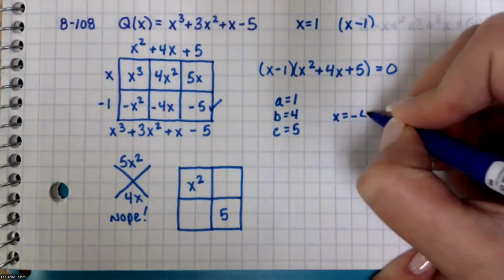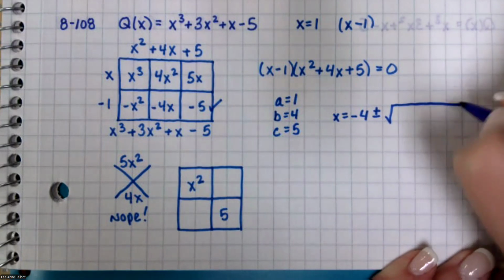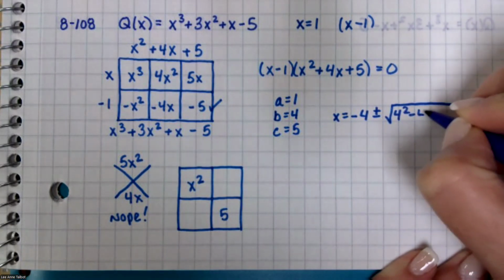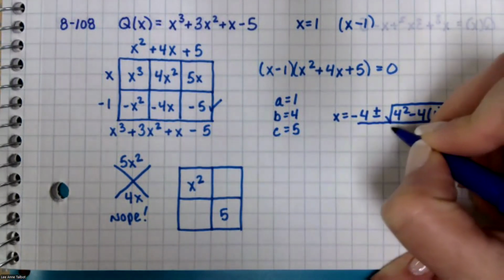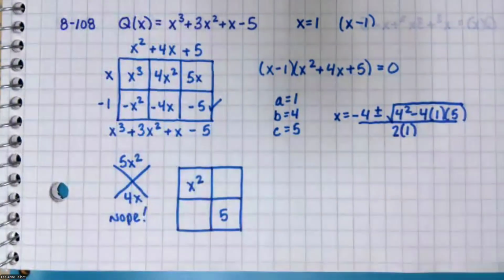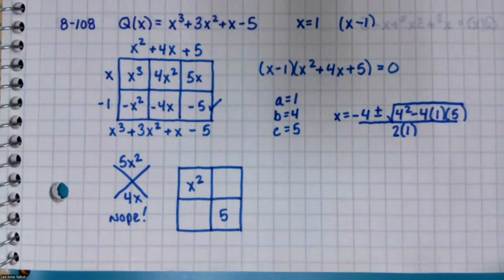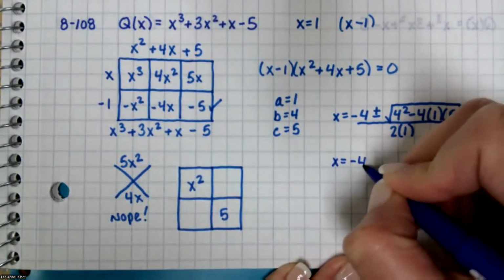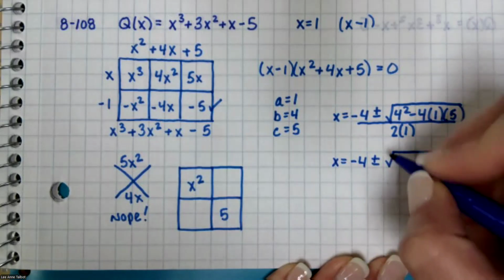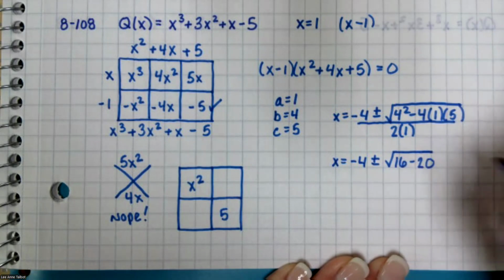X equals negative B plus or minus the square root of B squared minus 4AC, all over 2A. Okay. Equals negative 4 plus or minus the square root of 16 minus 20.